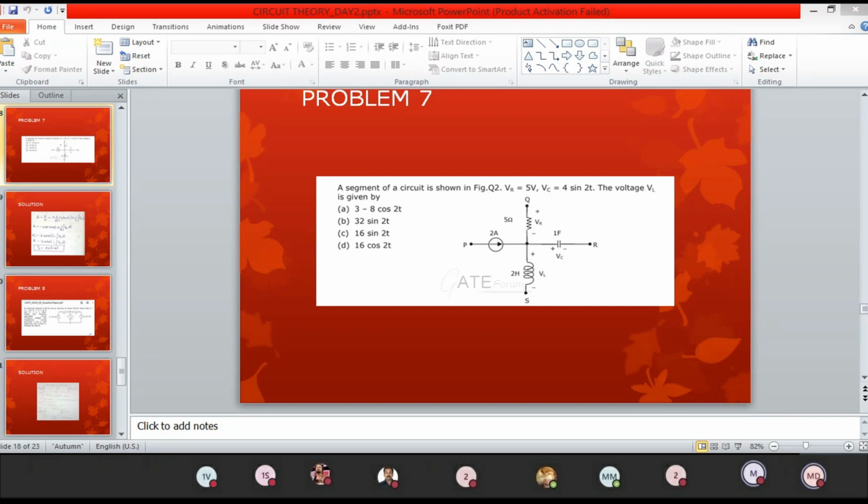You have an active current source, and the current entering is 2 amps, right? And the capacitor is 1 farad, the resistor is 5 ohms. So you're supposed to determine the voltage across the inductor, right?